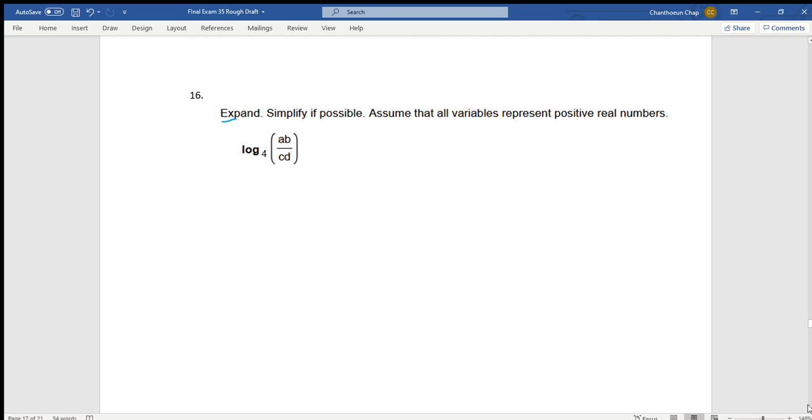For question 16, we want to expand if possible. So I'm going to use either my quotient rule, product rule, or power rule. For this problem, I like to use the power rule first. So let's rewrite this as log base 4 of a, b, c to the negative 1, d to the negative 1. All I did was I moved these numbers up here. They have an exponent of 1, so we can move it to the top, and their exponents will be negative.